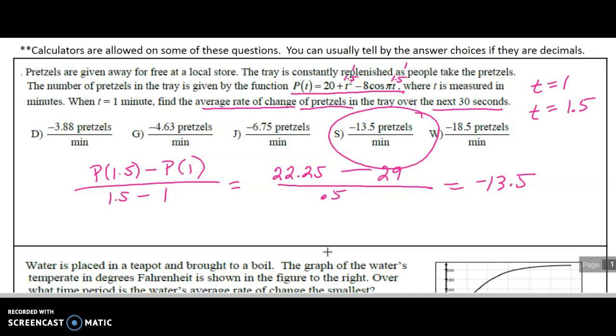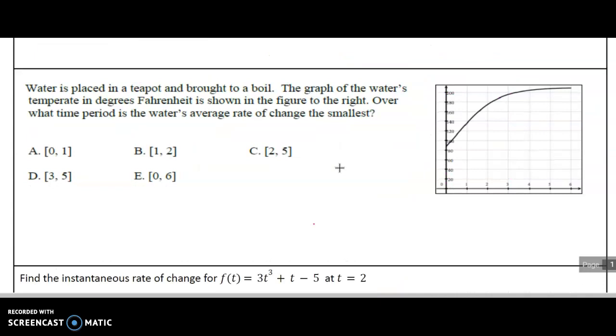Okay, so notice you see the words, they give you a function, and you see the answer choices. The label, because we are doing a slope, it is pretzels per minute. On free response, they might ask you to label it, and labels are always worth 1 point. Okay, so it's good to know.